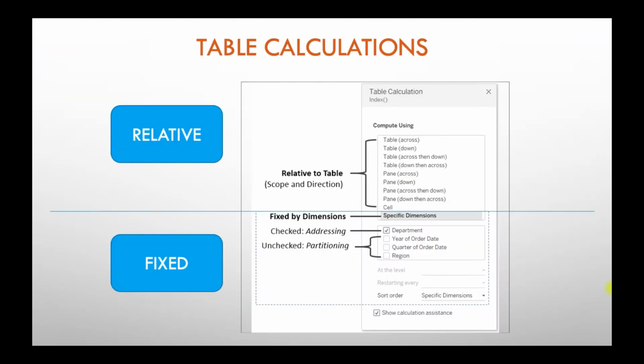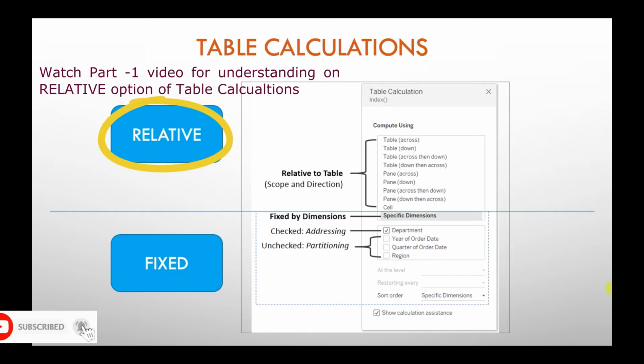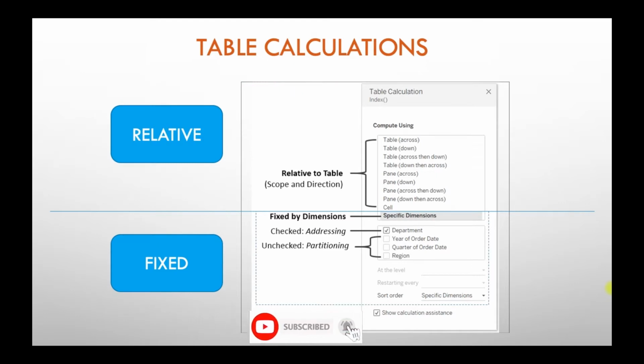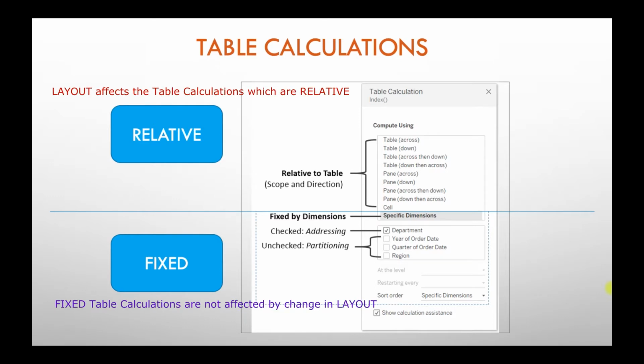Basically, table calculations, as we saw in the first video, are divided into two parts, relative and fixed. Relative is where we had the scope and direction in terms of the table, pane and cell, and the direction as across, down, across and down. So relative means it's relative to the layout. Table calculation will always be performed relative to the layout of the visualization.